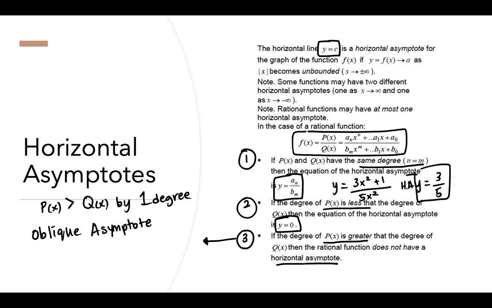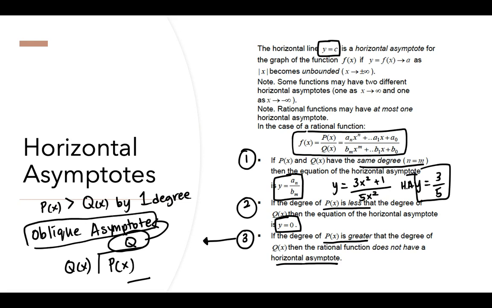All you need to do is do either a synthetic or long division of P of x divided by Q of x. So the higher degree goes in the division sign, it's the dividend, and the lower degree, which is Q of x, the denominator, is going to be the divisor. And whenever you divide, that quotient is going to be the oblique asymptote. Okay, so we don't care about the remainder. Whatever remainder you get, you just ignore that.